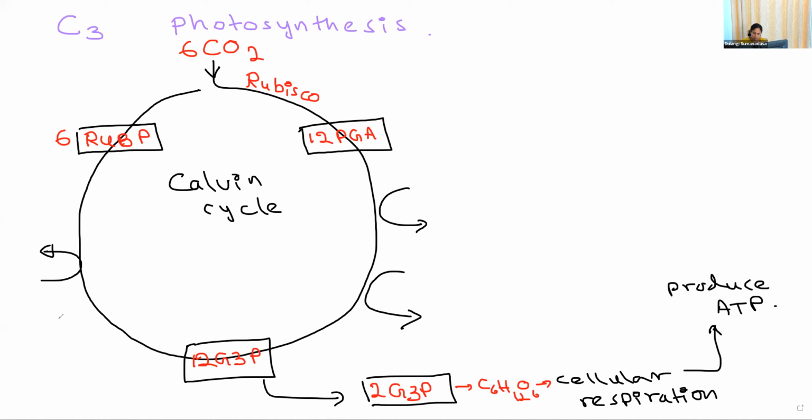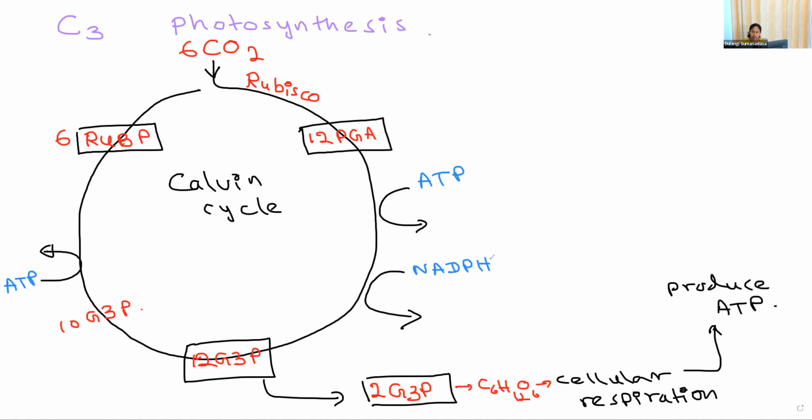And I'm using 10 G3P to regenerate 6 RuBPs, so we can do the Calvin cycle again and again and again. But the Calvin cycle is going to use a lot of energy. It's going to consume ATP, and it's going to consume NADPH.